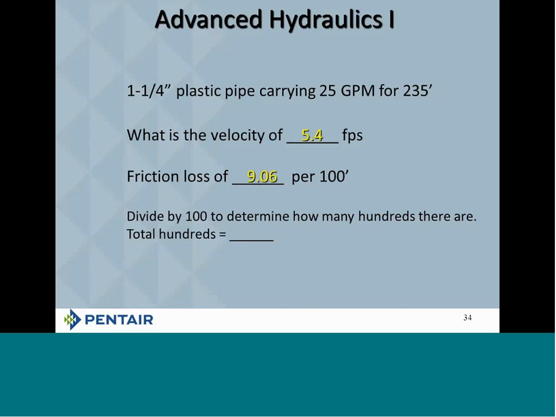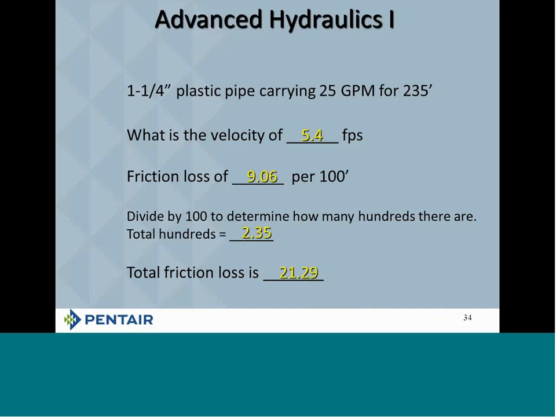I did not change the length of pipe whatsoever. So it still comes out to be 235 feet of pipe. So I divide the 235 by 100, and it comes out to be 2.35 100-foot lengths of pipe. Again, it's now just a simple math problem. I multiply 2.35 100-foot lengths of pipe times 9.06 per 100, and I come up with a total friction loss of 21.29.